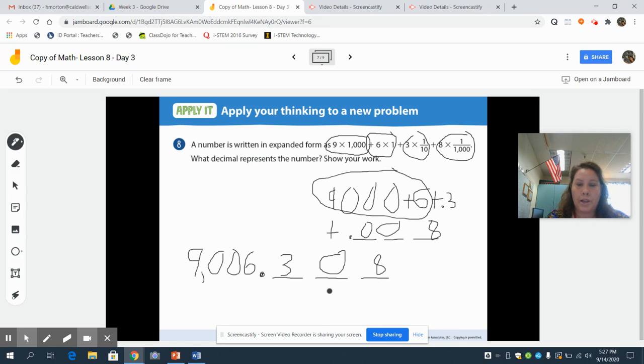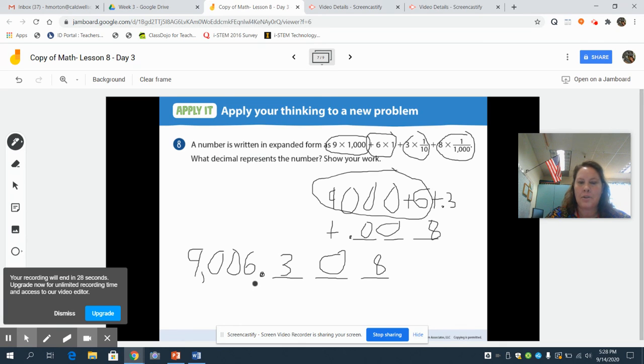All right, so let's practice reading this number. 9,006 and 308 thousandths. Remember, for the number after the decimal, we look at the whole number, 308, and then we say the place value of the last digit, thousandths. All right, let's read that again. 9,006 and 308 thousandths. Alrighty, click on the next video to do your next problem.